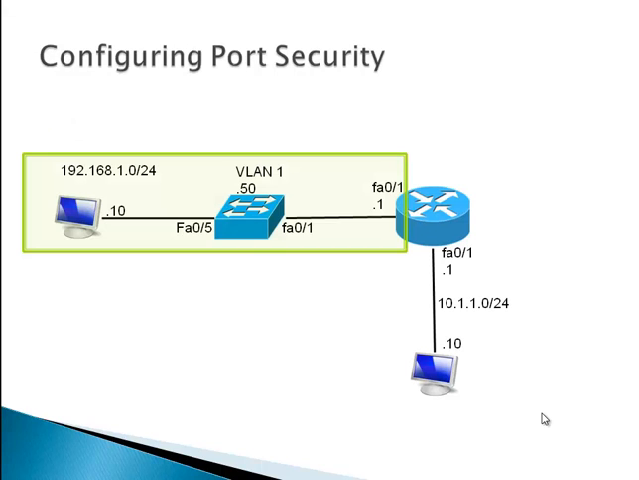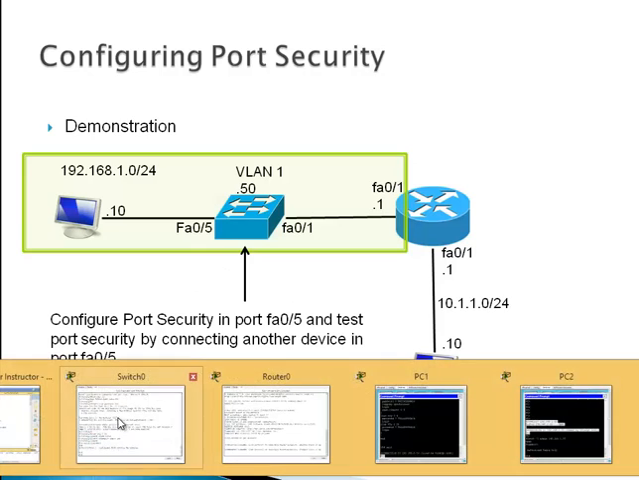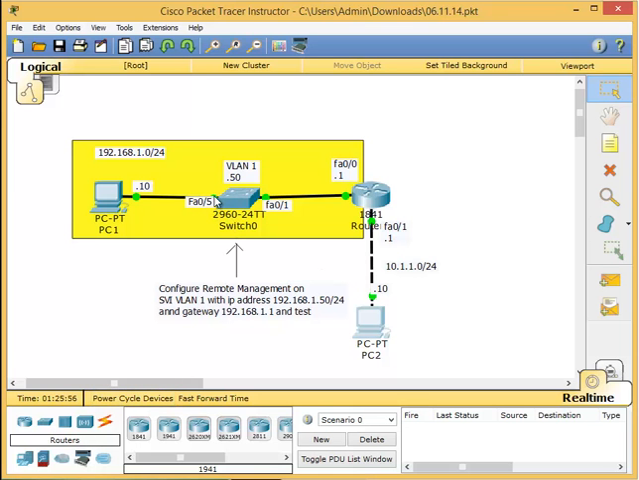In this demonstration, I will show you how to configure port security on this port, FA0/5, and then test it by connecting another device on that port. To bring the port back from the error-disabled state, we need to shut down that port and bring it up. Okay, so let's go to Packet Tracer and see what we're going to do. On this board, we're going to enable port security. Now this PC is fine, as long as you can ping and go to the network and so on. When I connect a different PC, even with the same IP address, the switch will disable that port, or shut it down.